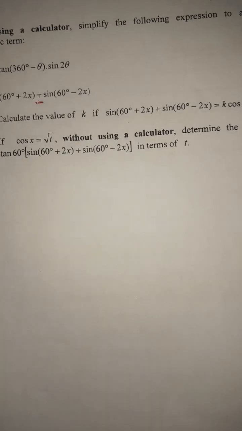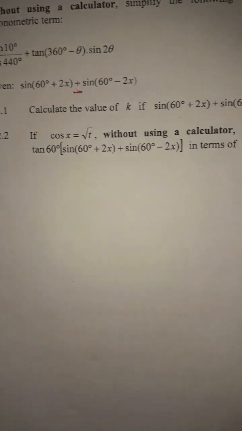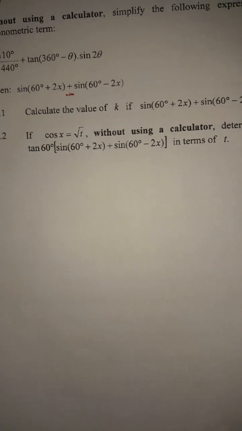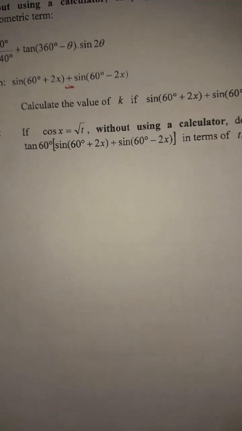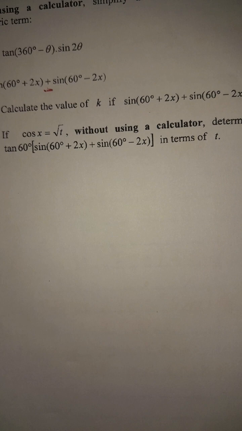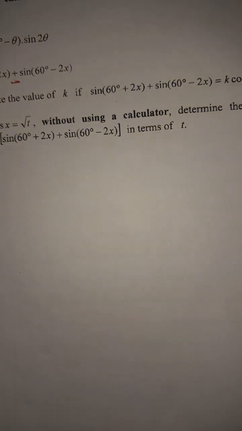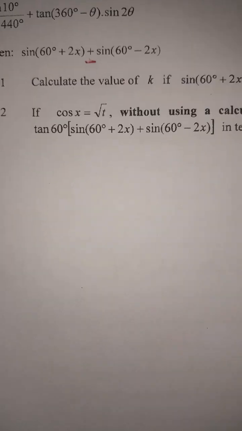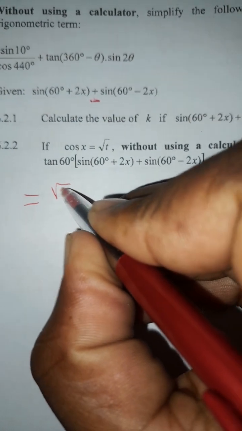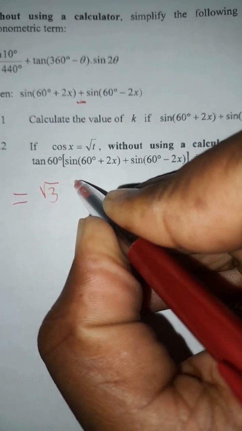Without wasting time, let's go to our last question in trigonometry. If cos x is equal to root t, without using a calculator, determine the value of tan 60 times sine 60 plus 2x times sine 60 minus 2x in terms of t. We don't need to panic. First thing first, let's work this out. What is tan 60? Tan 60 is also a special angle. That will be root 3.